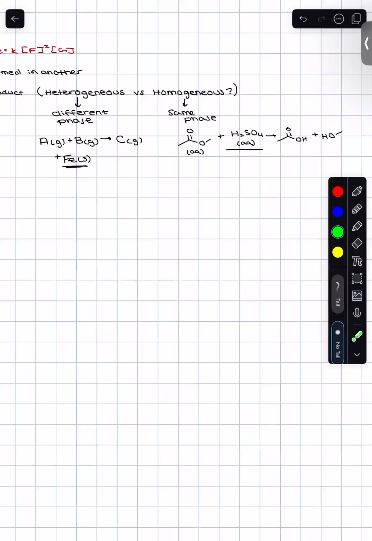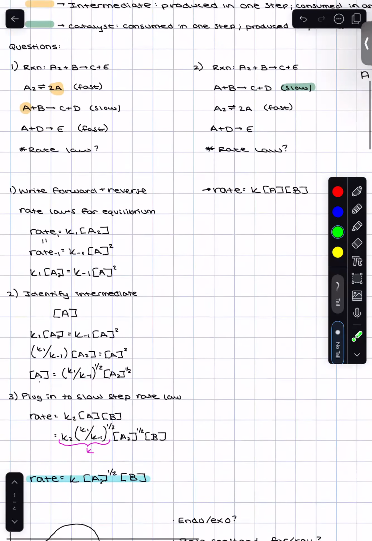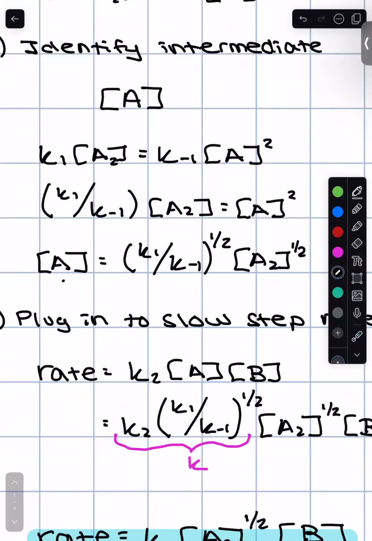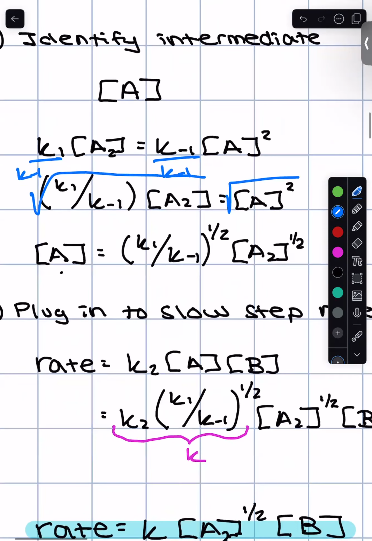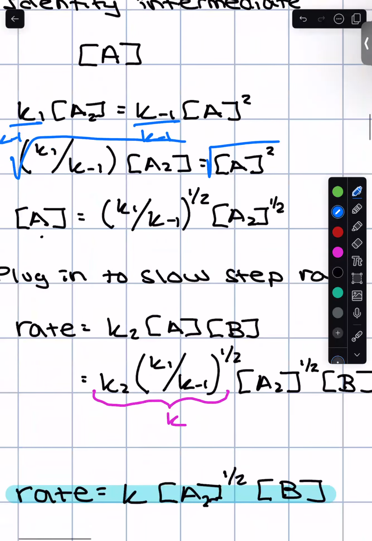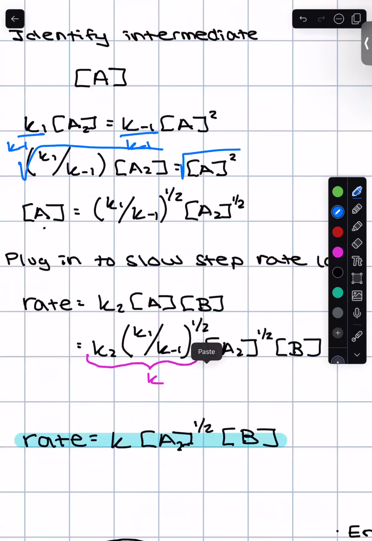Can we go over where we got the 1/2 real quick? Sure. So that's just from taking the square root of both sides. We started with the forward rate equal to the reverse rate. Then I divided over K1 like this. So that got us here. Then I took the square root of both sides, which is the same thing as being to the 1/2 power. And that's how I got here. And then to here, it just carries over. Did that help explain that?